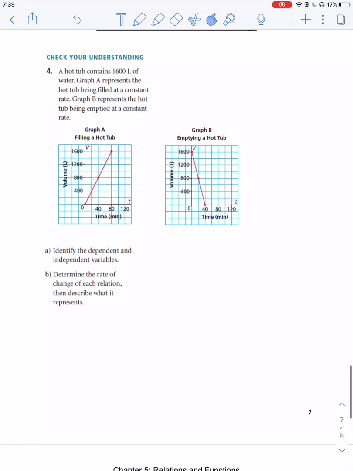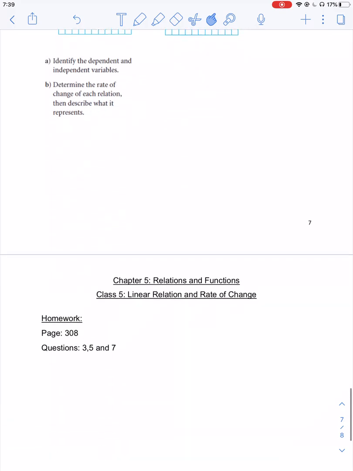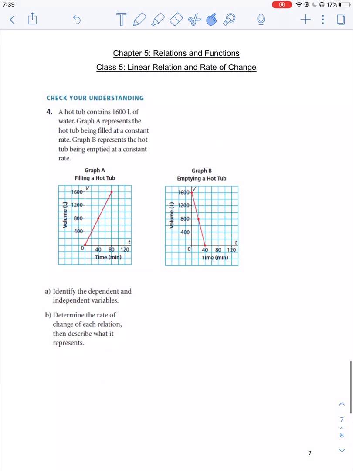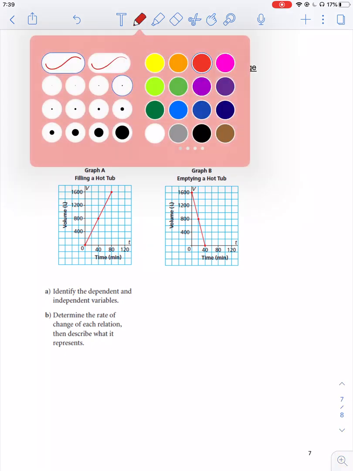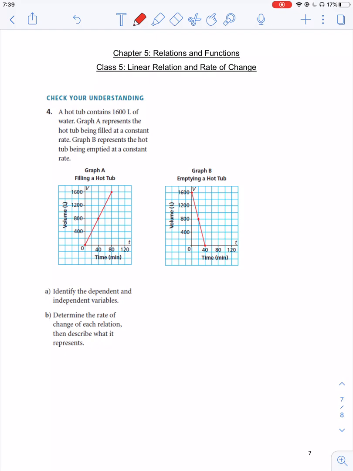So pause the video, do this one on your own, and that will be it for today. So this will be homework. Please do this on your own. I'm gonna continue anyway. I think this video is a lot longer than I had expected.